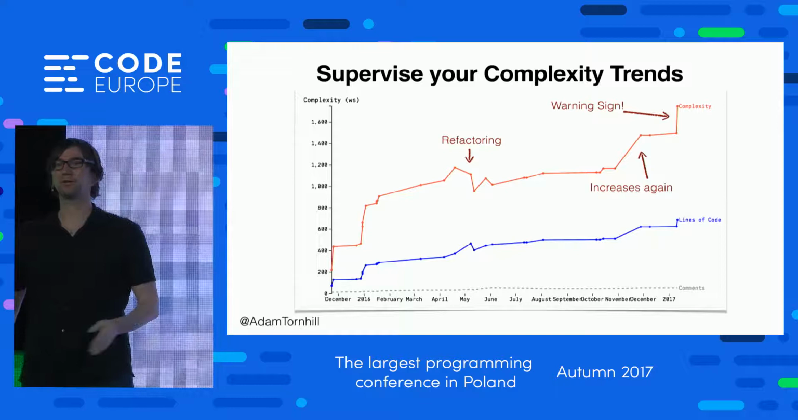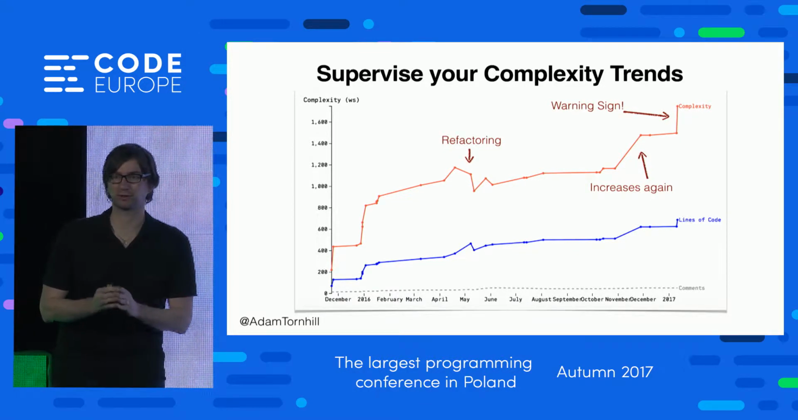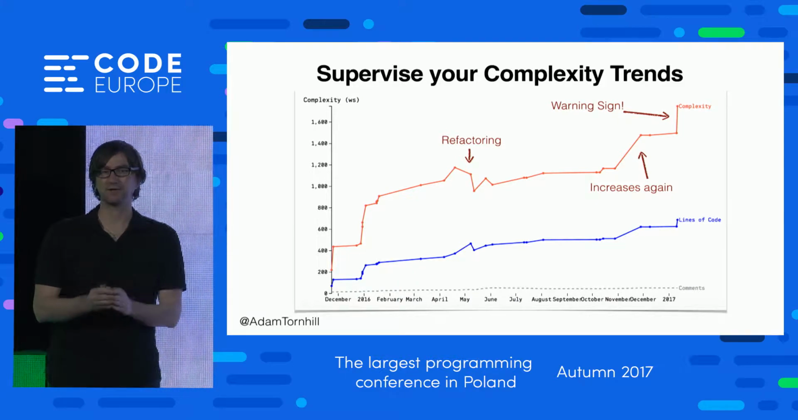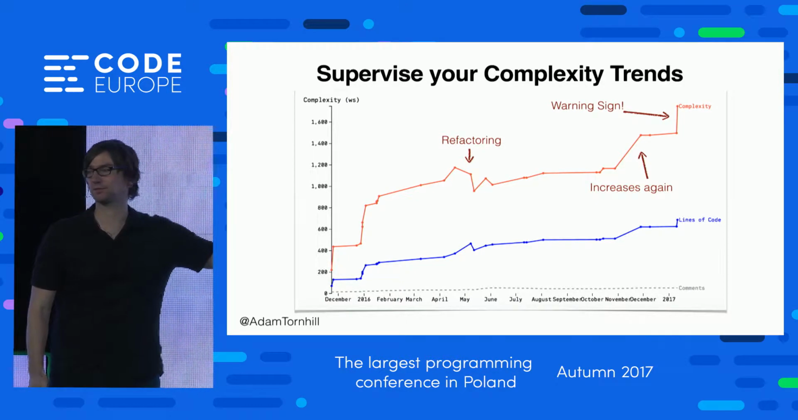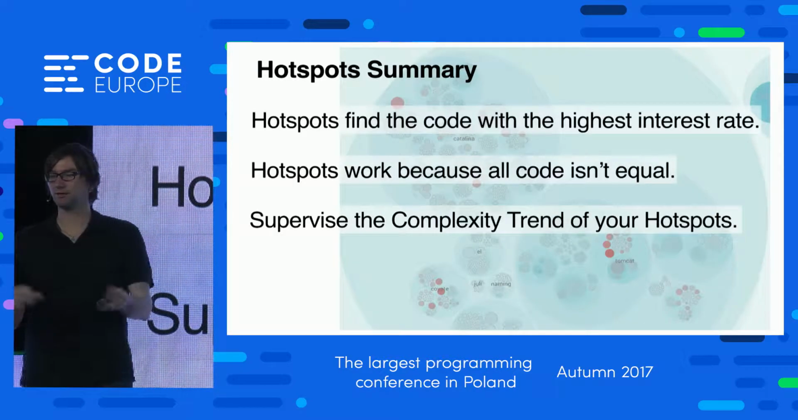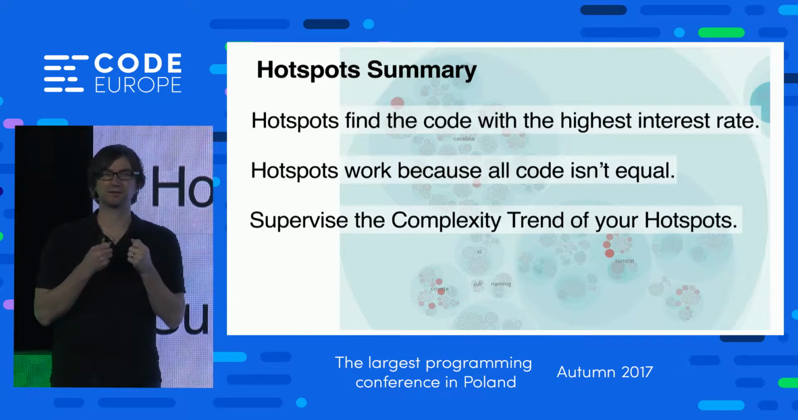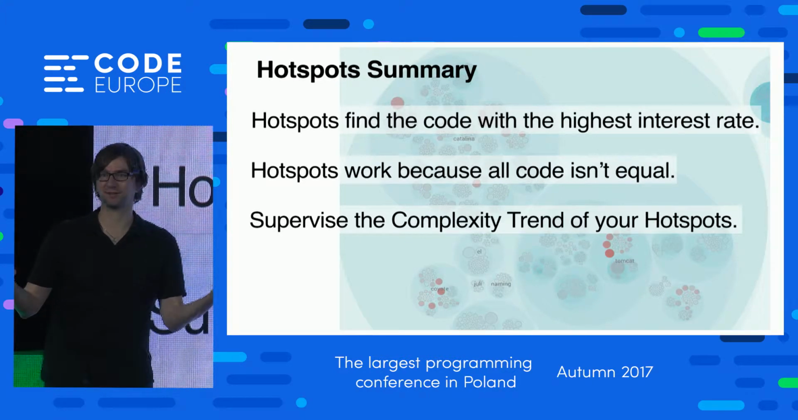So the normalization of deviance is one reason that whistleblowers are so important to an organization. And I have found that complexity trends make great whistleblowers in code. So to sum this up, hotspots help us identify code with the highest interest rate. And the reason they work is because all code isn't equal.